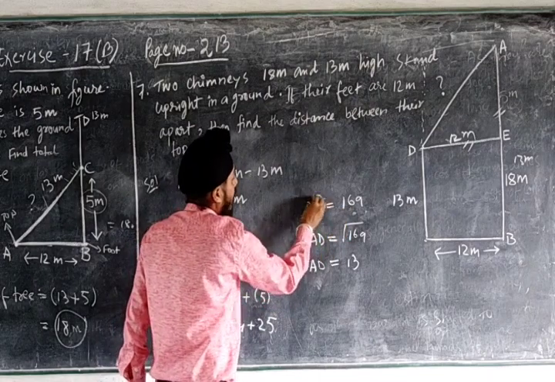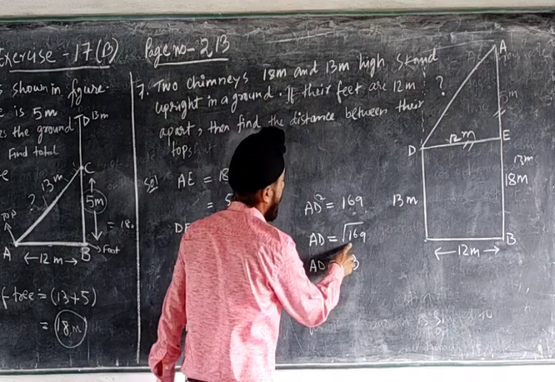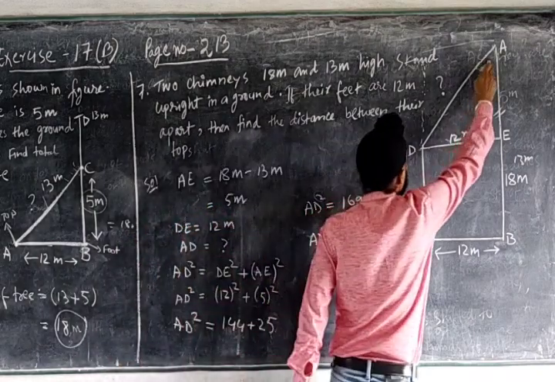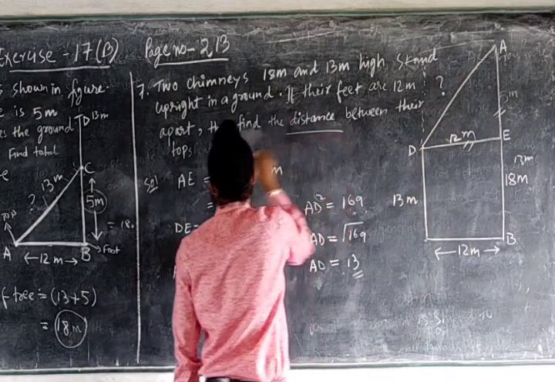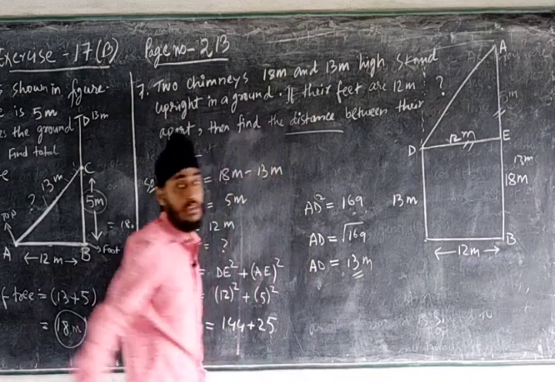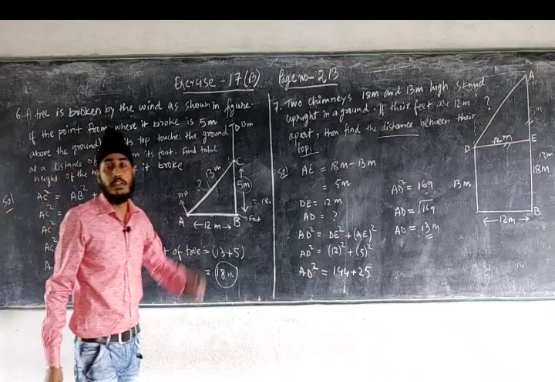So we have to remove this square. To remove this square, we'll put a square root sign. The square root of 169 is 13. So we got this distance AD, the distance between their tops, as 13 meter. So this way we have solved two questions, question number 6 and question number 7.